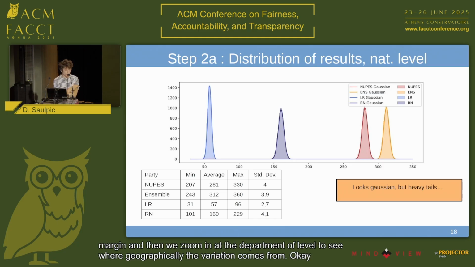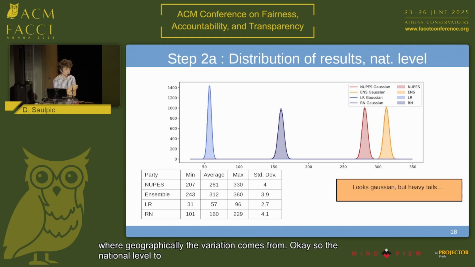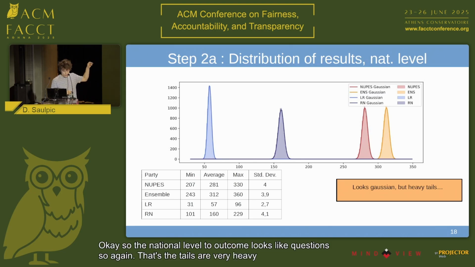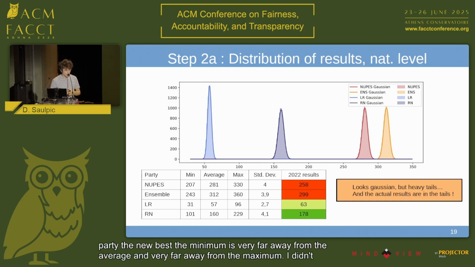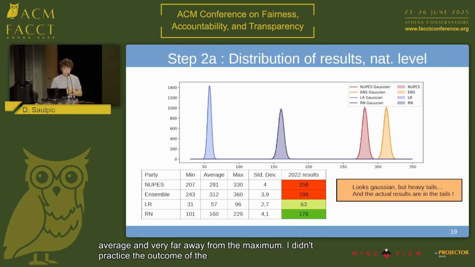Okay, so at a national level, the outcome looks like Gaussians. So again, the x-axis is how many times a party won, and y is the frequency. It looks a lot like a Gaussian, which is not surprising because it's a sum of results in 100 departments. But the tails are very heavy. For instance, for the first party, the NUPES, the minimum is very far away from the average and very far away from the maximum. And in practice, the outcome of the elections was in the tails. So unfavorable for the first two parties and favorable for the last two.